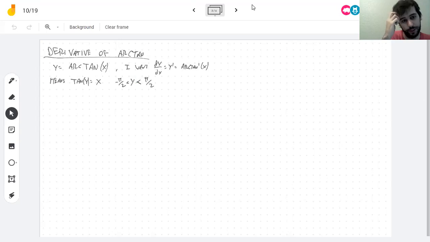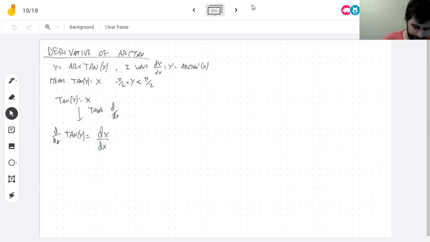Okay, so I'm going to do it exactly like I did it before. I have this equation, and I'm going to take a derivative on both sides. On this side, I'm going to use the derivative of tangent, which I know, and then use the chain rule, and on the right side, it's just going to be 1.